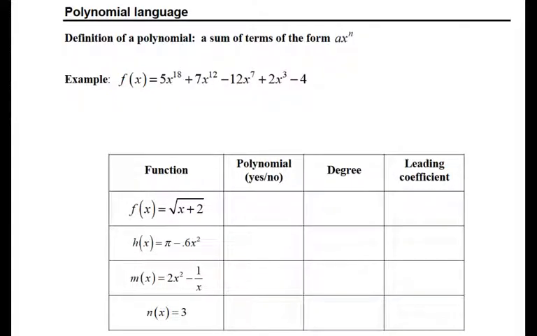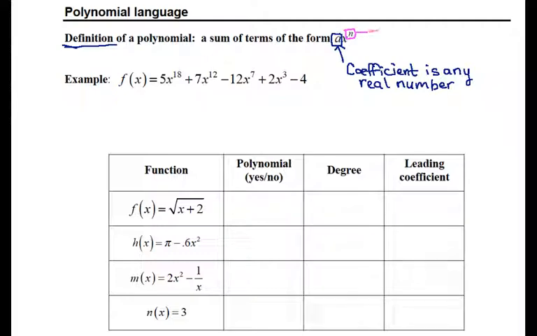To talk about polynomials, we need to understand the language that we use. First of all, the definition of a polynomial is that it is the sum of terms of the form a times x to the n. In this definition, a, which we call the coefficient of the term, can be any real number, whereas n, the power of the term, we call the degree, and it must be a whole number.